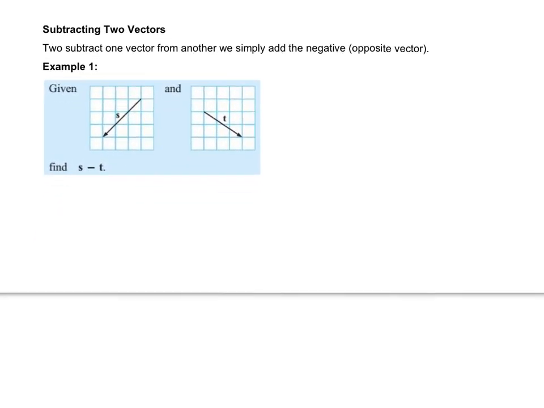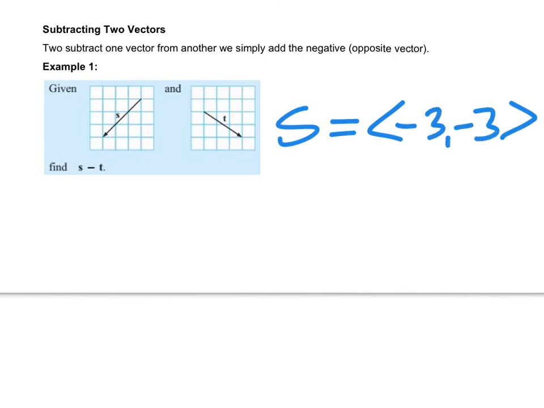Now this is easy, but it doesn't come up very often, but I still want us to know how to do it. So if you look here, you will see that the vector S, if we write it in component form, is from the initial point we go 3 left and 3 down. So it's minus 3, minus 3. And the vector T is 3 units to the right, so 3, and 2 units down, minus 2.